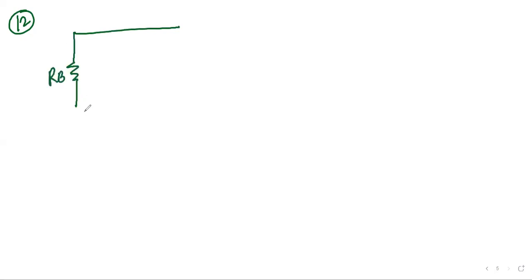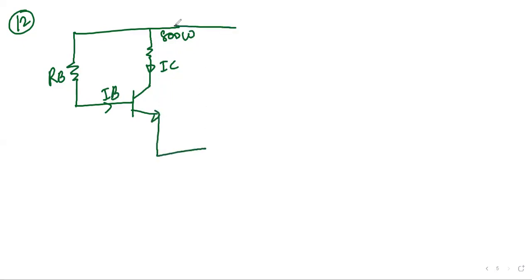This is RB. This is 800 ohm. Current IC is flowing through the collector. This is the base current flowing through it. The voltage drop is 0.8 volt, right? So let's see.